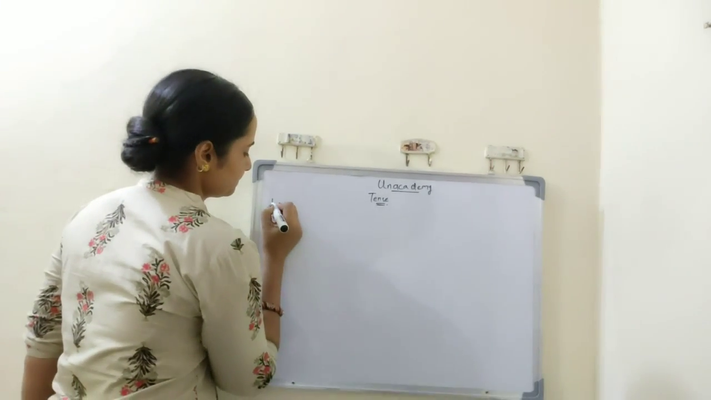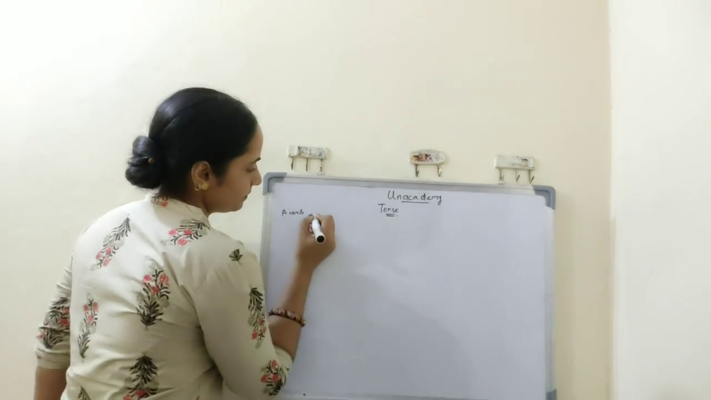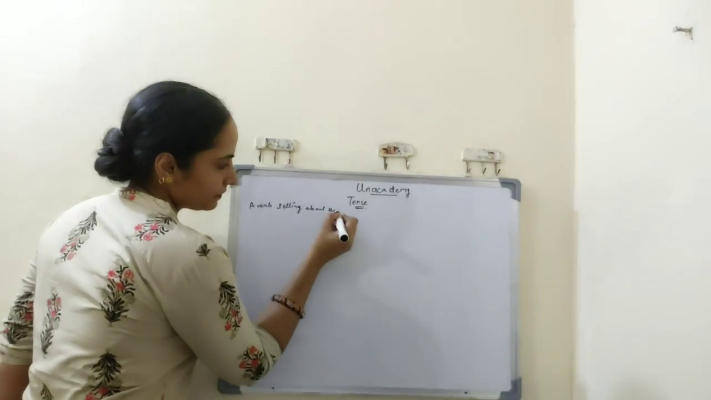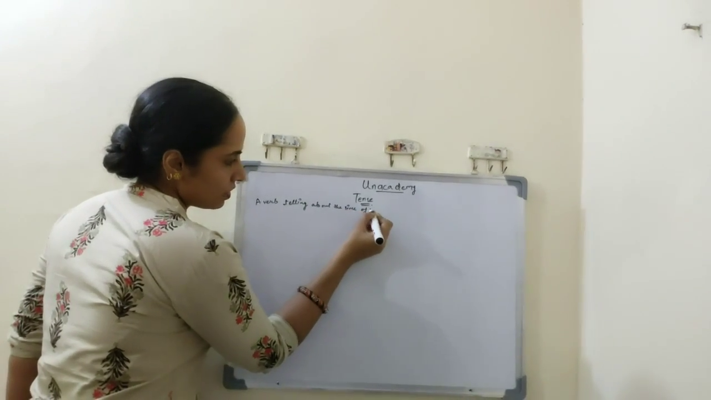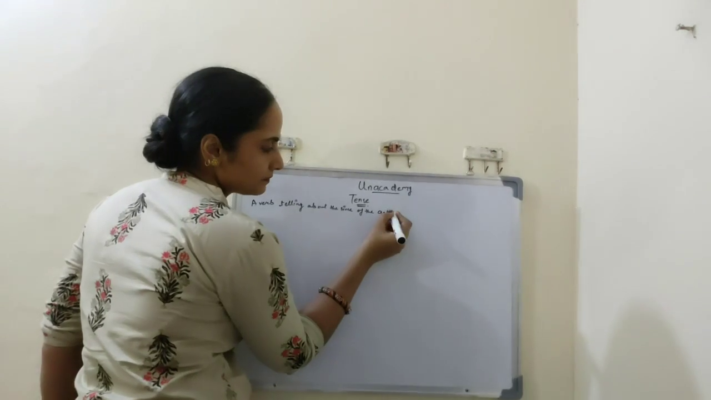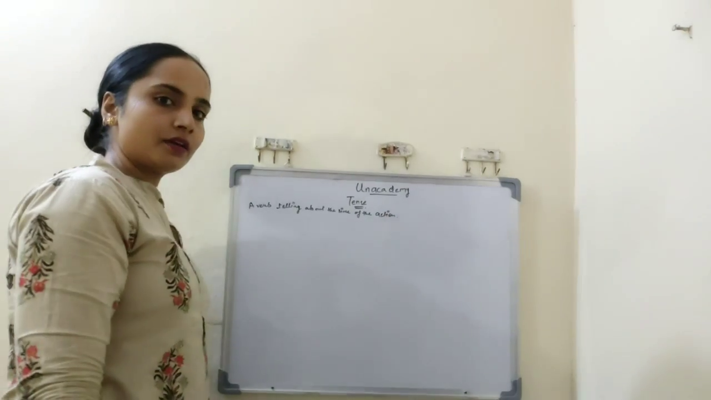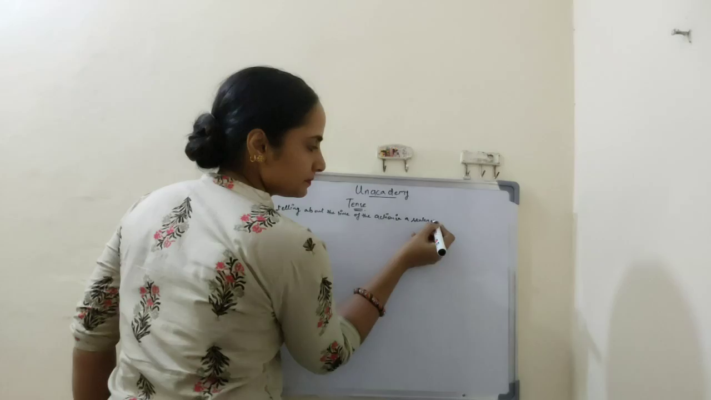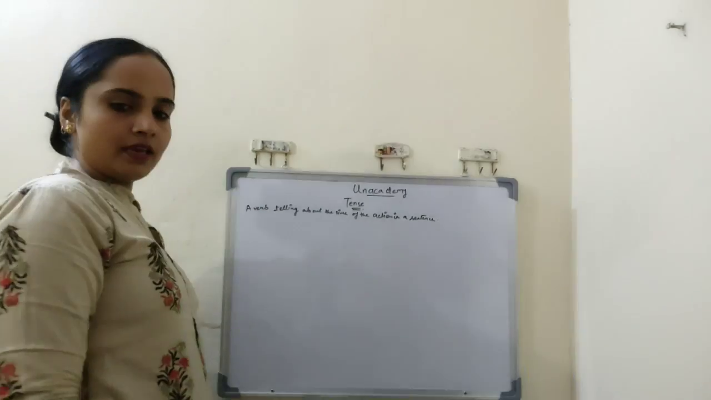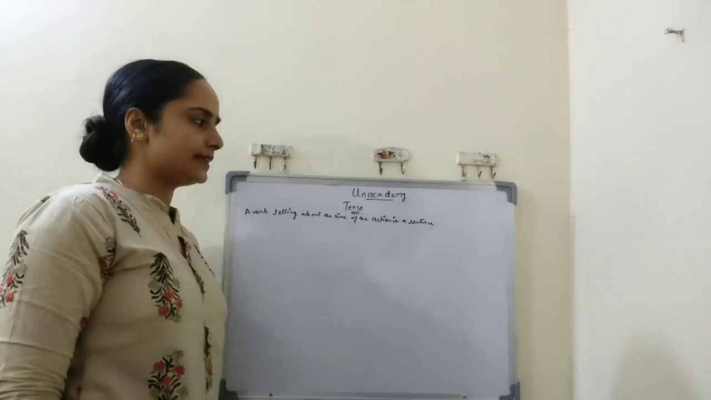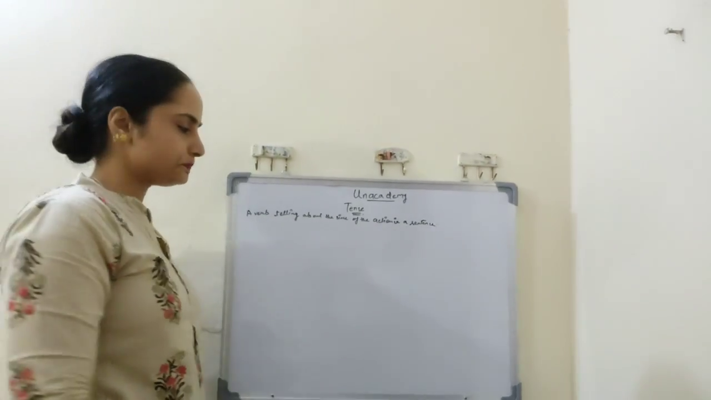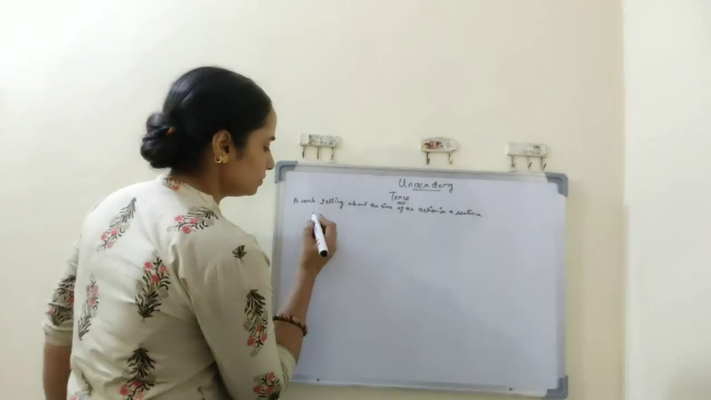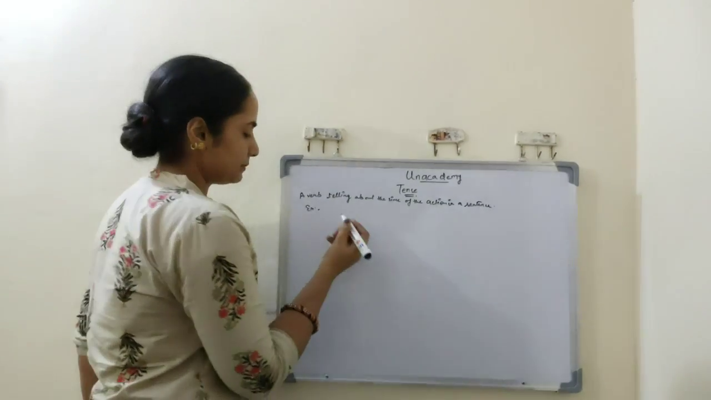So, a verb telling about the time of the action in a sentence. Understood? Now, a word telling about the time of the action in a sentence. A verb, as we all know, is the action word. So, let's take it for example.